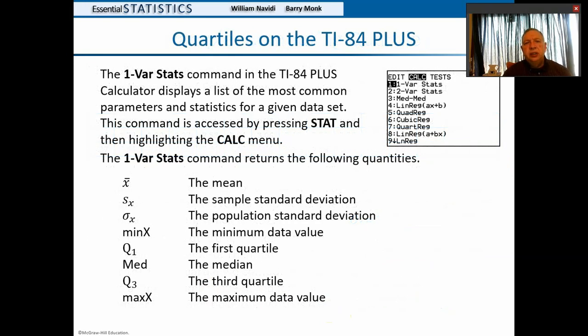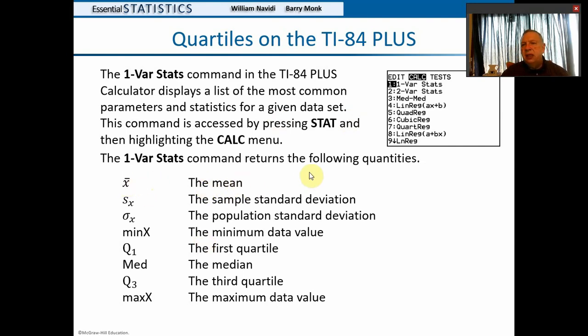Okay. So here are the quartiles. A quick review of the 1-Var Stats command in the TI-84 Plus. If I go into STAT, go to CALC, 1-Var Stats. Once you enter the data into your L1 table, so edit, enter them into L1, then calculate from the 1-Var Stats. It'll give you this kind of readout, the mean, the x bar.